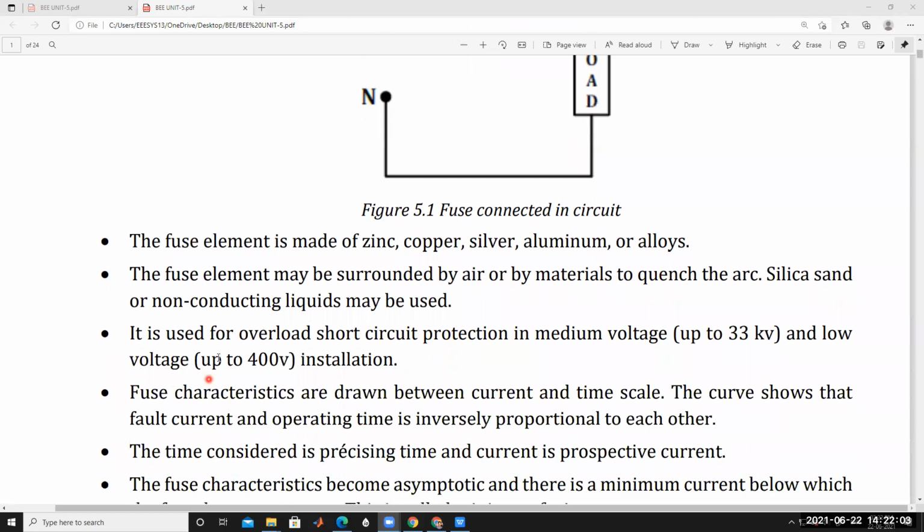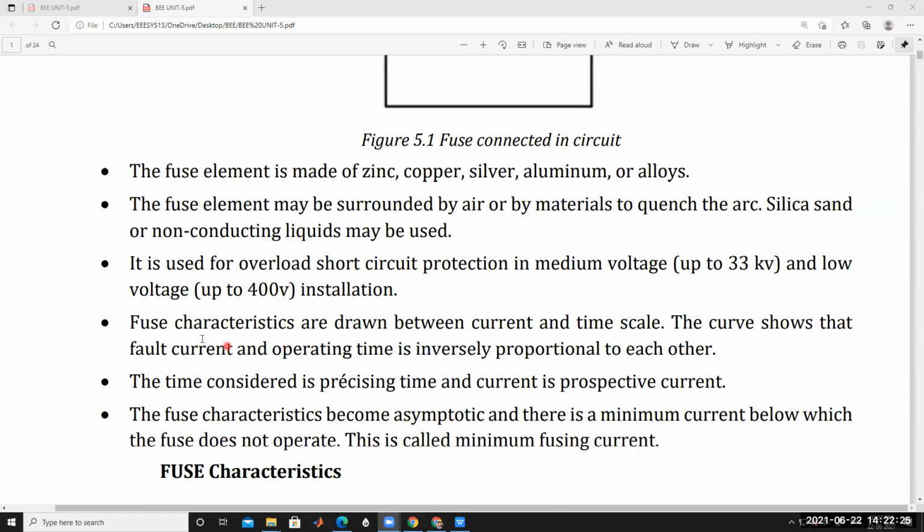It is used for overload and short circuit current protection in medium voltage installations up to 33 kV, 33,000 volts, and low voltage installations up to 400 volts. The fuse characteristics are drawn between current and time.